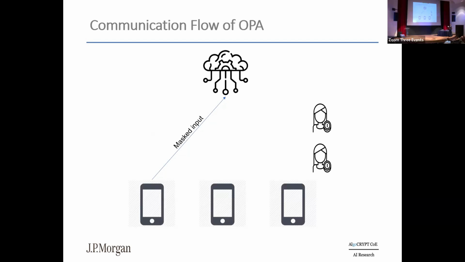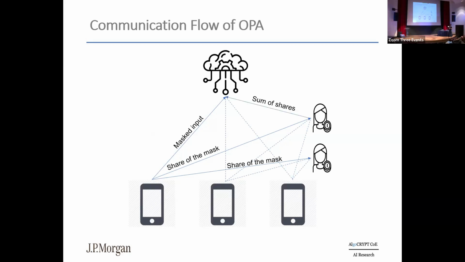So the client wakes up, sends the masked input to the server, and sends the shares of the mask to the committee members. And then every client does it. And then the committee member just waits. Once it receives a sufficient number, it communicates the sum of shares.